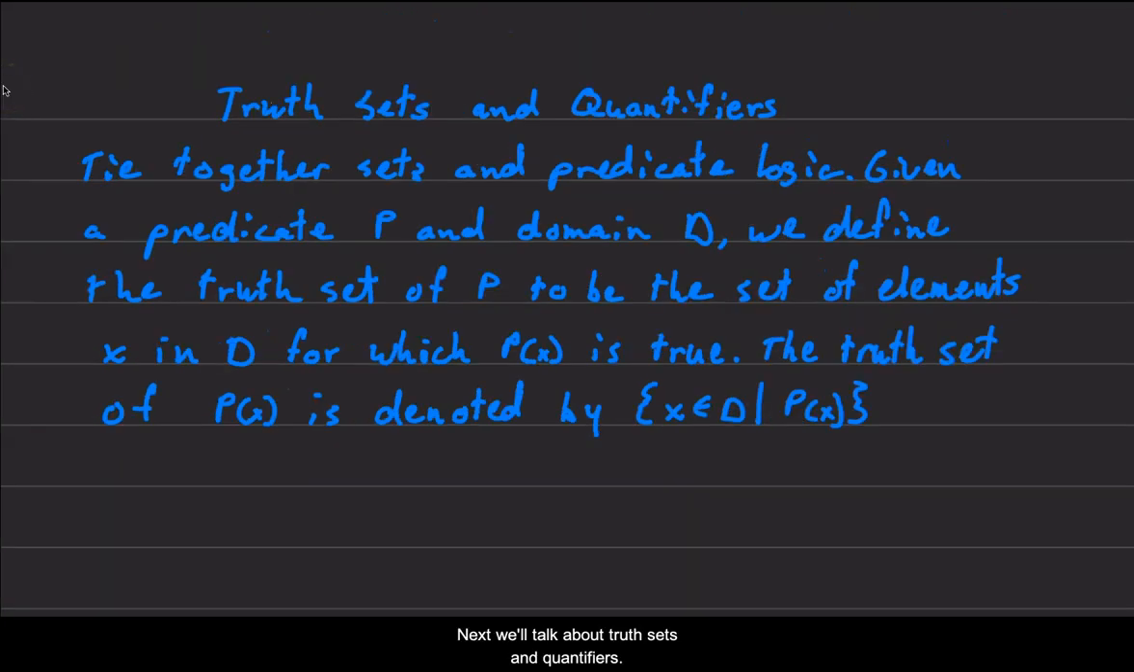Next, we'll talk about truth sets and quantifiers. So these tie together sets and predicate logic. Given predicate P and the domain D, we define the truth set of P to be the set of elements x in set D for which P of x is true. The truth set of P of x is denoted by the set of all x in the domain D such that P of x.